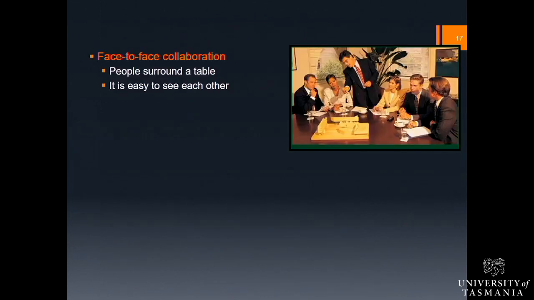Face-to-face is most likely to be like this. People surround a table. It's easy to see each other, so you can tell who has a question or who potentially has a problem. For example, if you have sat in meetings, you probably learn to recognize when people are a bit uncomfortable, not just because they say they're uncomfortable. It's generally a non-verbal cue, their gesture, those kinds of things that are very difficult to detect without those senses.